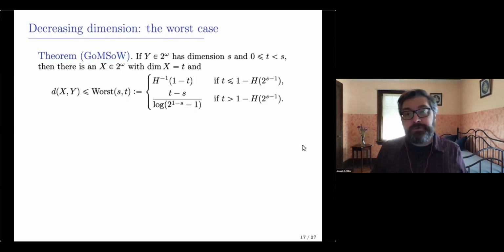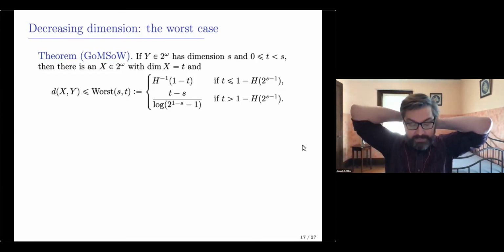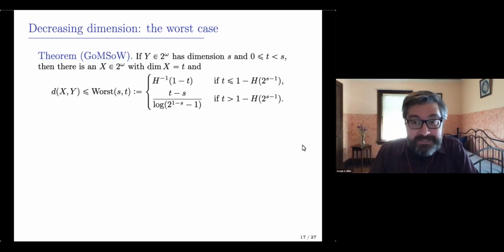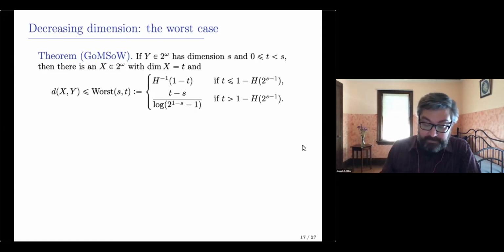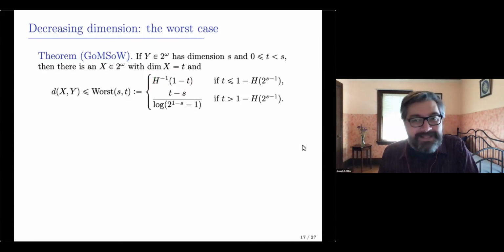So what can you do? How easily can you decrease the dimension? You can't always do h inverse of s minus t. In fact, it's a lot worse than that. If y has dimension s and t is less than s, then there's an x with dimension t within the distance. Well, if t is small enough, the distance is h inverse of 1 minus t. Think about that for a moment. That's no better than if you started with a random sequence.